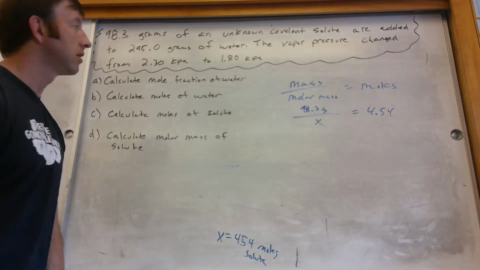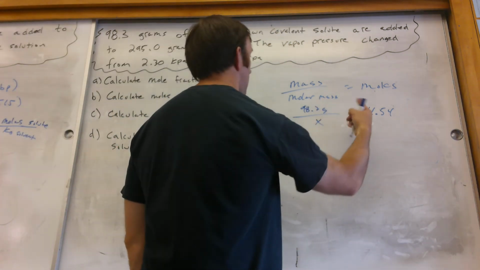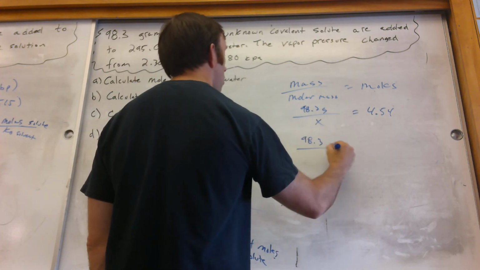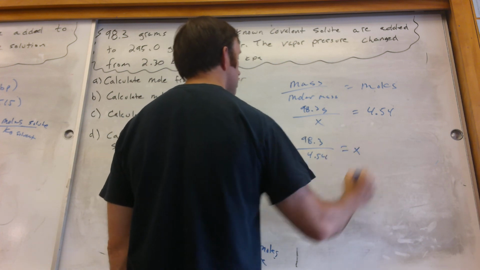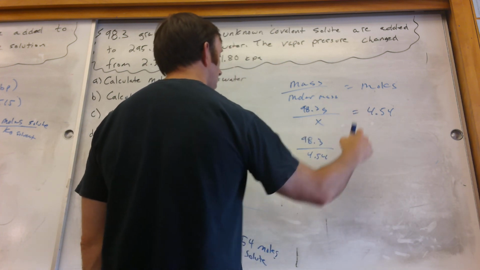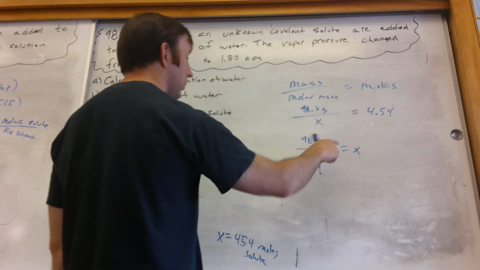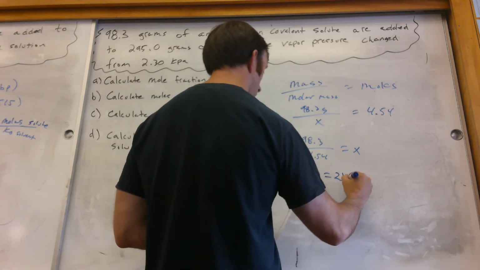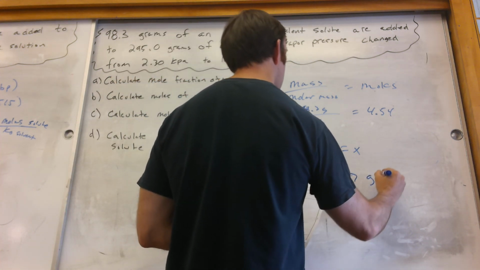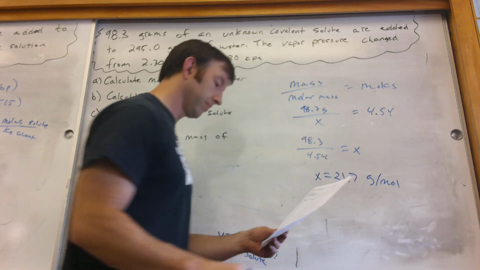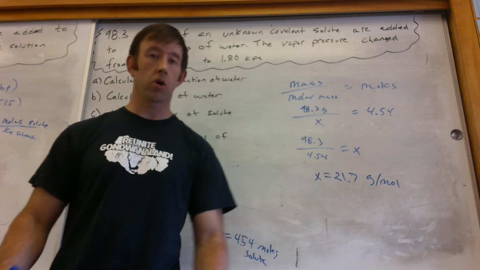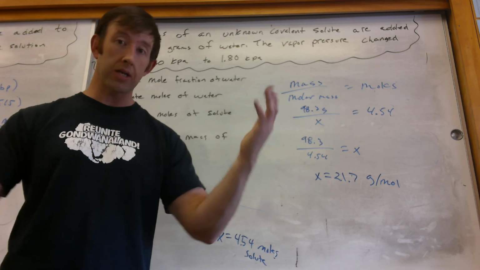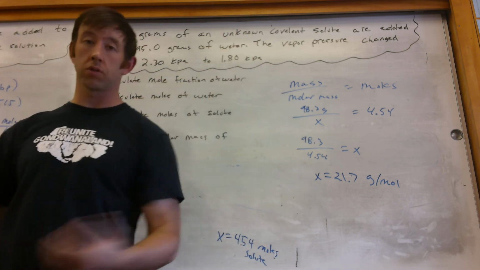That's my X, right? So, algebra trick, flip-flop the denominator, right? So we're going to go 98.3 over 4.54 equals X. Just switching those. That only works when X is on the bottom of the fraction, by the way. Okay, and so X will be equal to 21.7 grams per mole. Right? And all she wrote. That's what you guys are going to see from ChemQuest 41 on your test, right? Not the exact same question, of course, but similar.